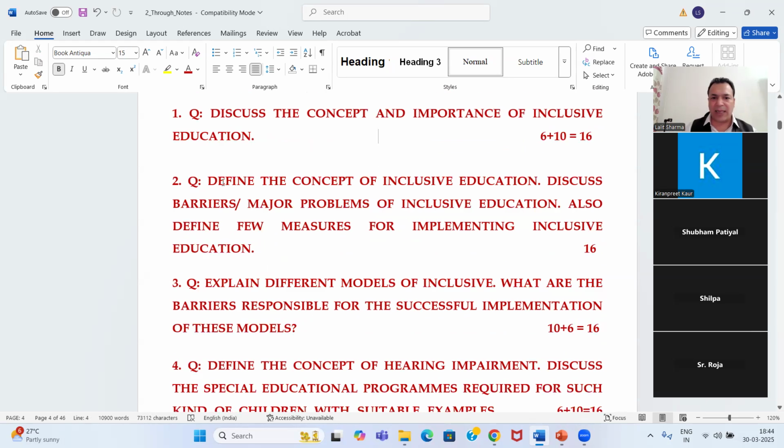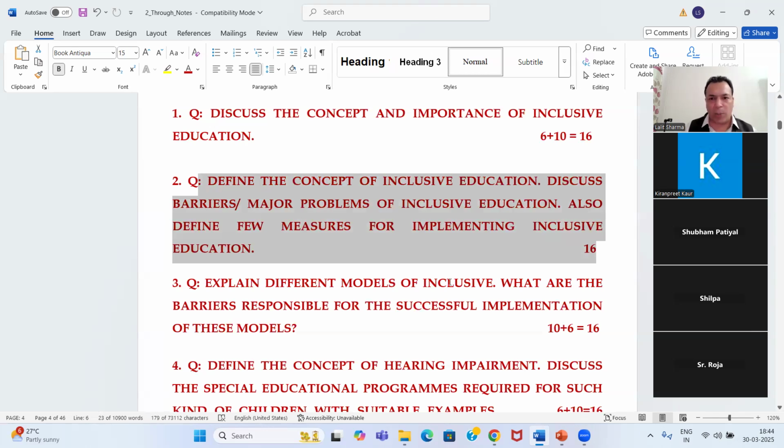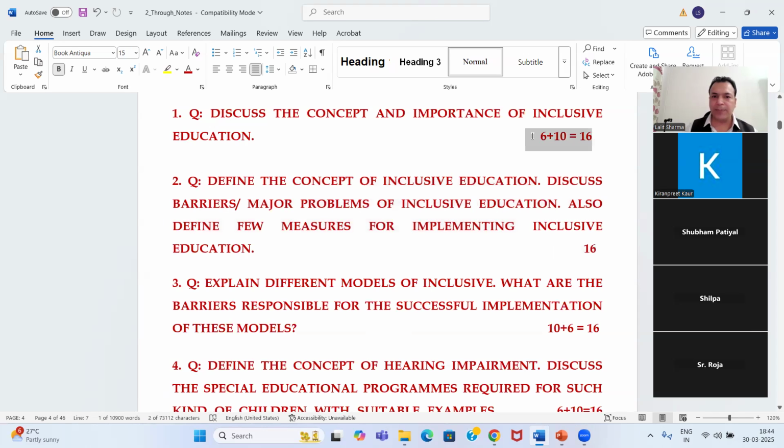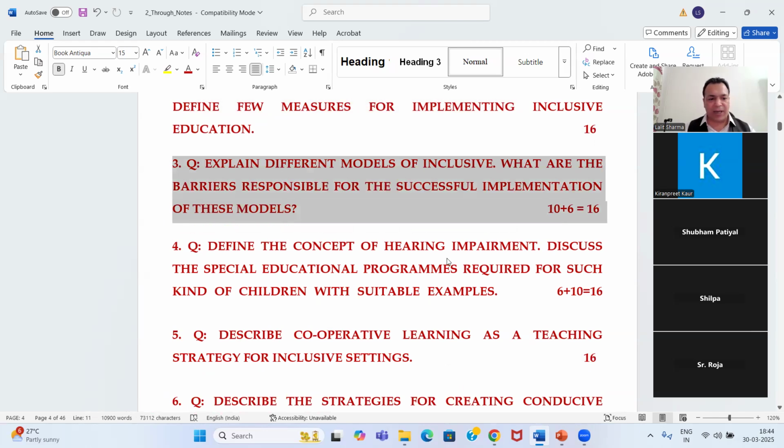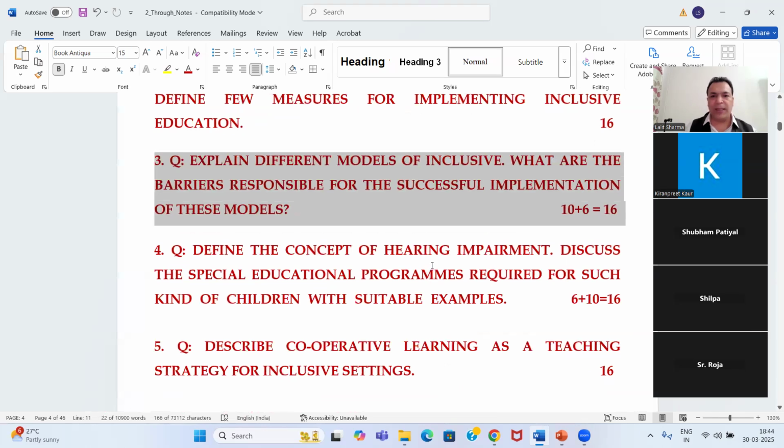Second is define the concept of inclusive education, discuss barriers, major problems of inclusive education, also define a few measures for implementing inclusive education, 16 marks. Any questions can come. Two long questions would come. Third is explain different models of inclusive education. What are the barriers responsible for successful implementation of these models?